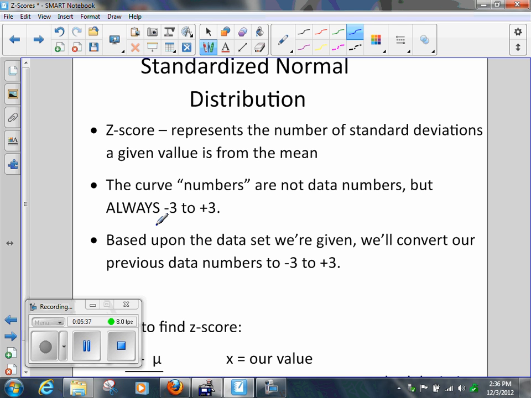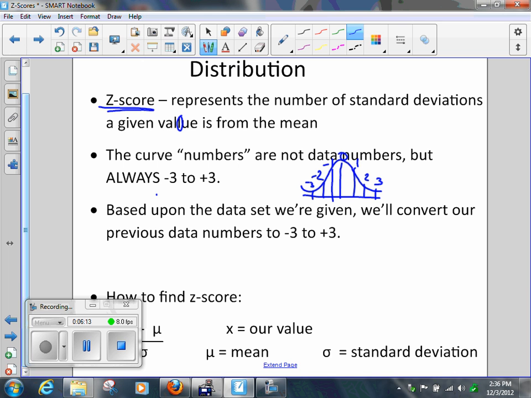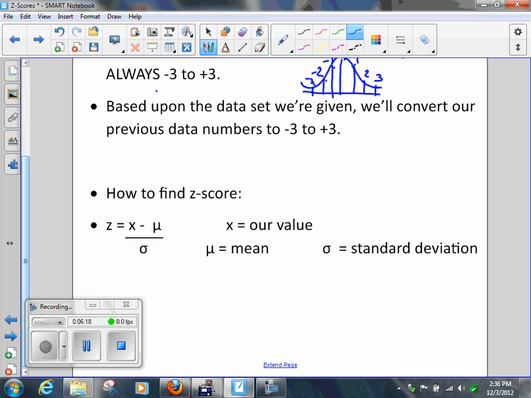And in your notes there, it says that the Z-score represents the number of standard deviations a given value is away from the mean. So now, our curve's going to look the same, but our numbers are going to be different. We'll have 0, 1, 2, 3, -1, -2, -3. Because if my number is not actually on the curve, I've got to standardize it. I've got to make it all look the same. So we're going to make our graph look like this with these values, -3, -2, -1, 0, 1, 2, and 3.